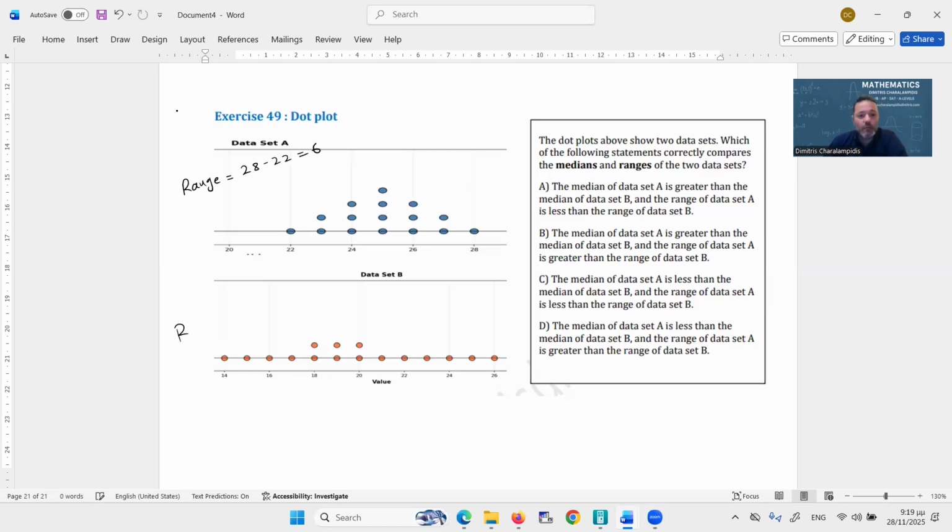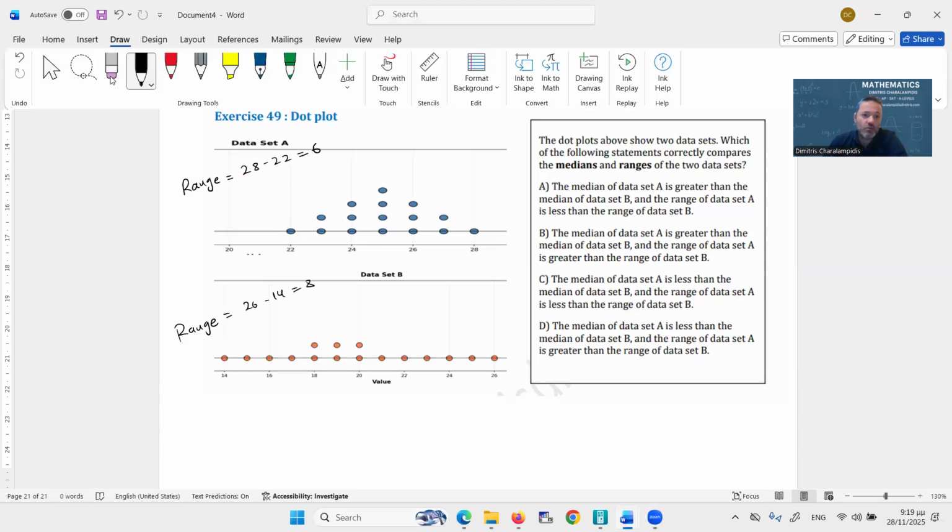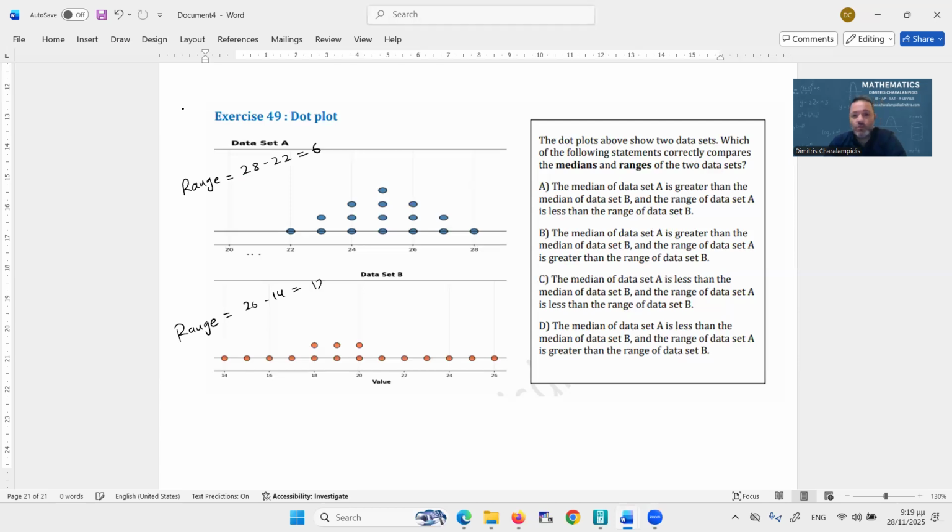Similarly, from the red dot plot, we can see that the range in this case would have been 26 minus 14, which is equal to 12. 26 minus 14 should be 12. So we can see that, first of all, the range of dataset B is greater than the one of dataset A.